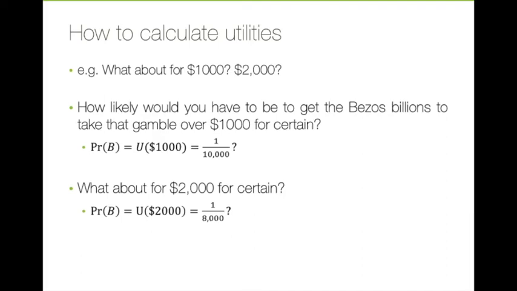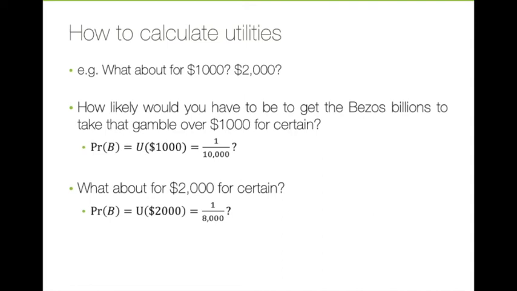Now, first we should note that since we prefer $1,000 to $100, our utility for $1,000 should be higher. And it is. 1 in 10,000 is higher than 1 in a million. In fact, our utility for $1,000 is 100 times as great as our utility for $100, even though it's only 10 times as much money. Now let's consider one more choice: $2,000 and the gamble for the amount that Jeff Bezos has.